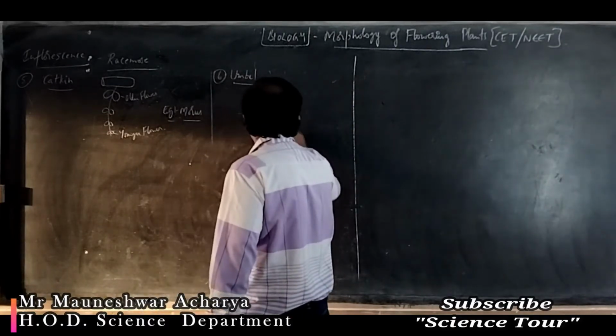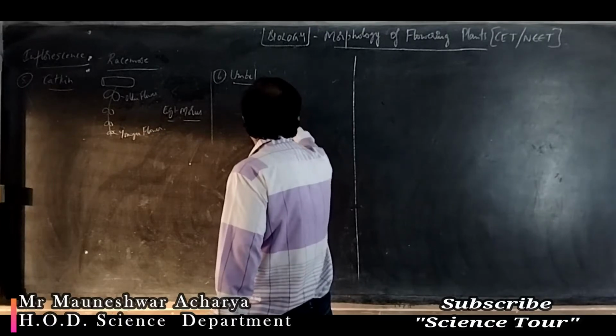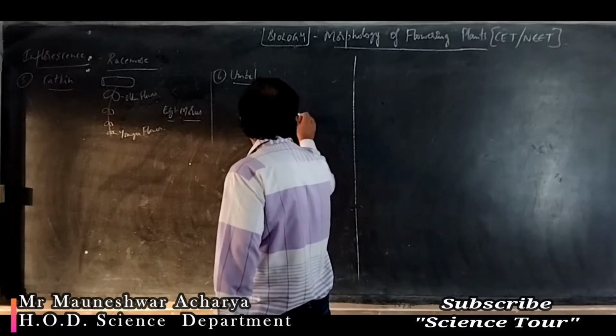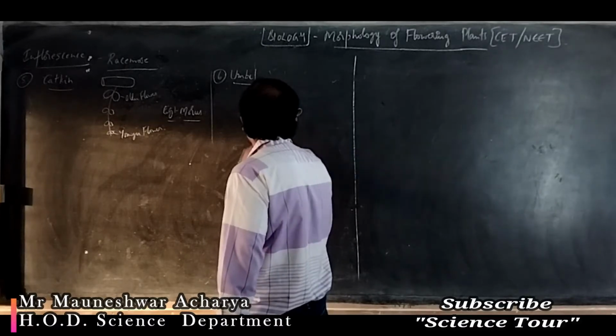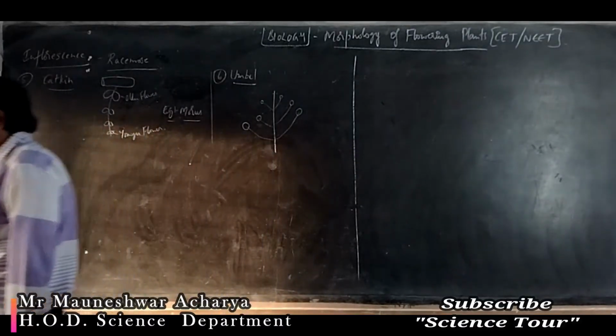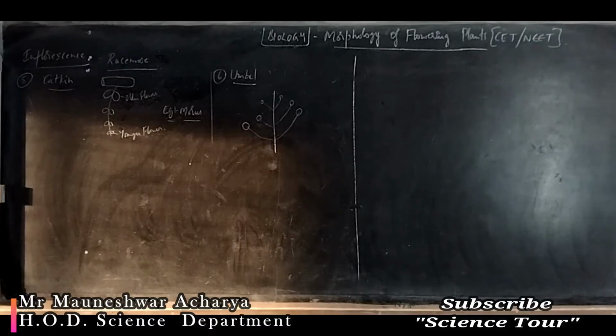This is the main axis, older flowers are here, then come the younger flowers. So how are they looking? See, umbel, the main axis here is shortened. So the main axis is shortened.